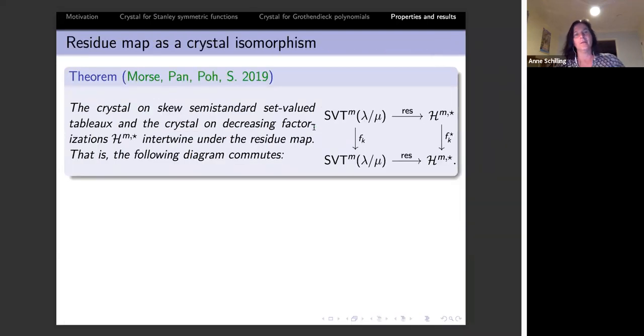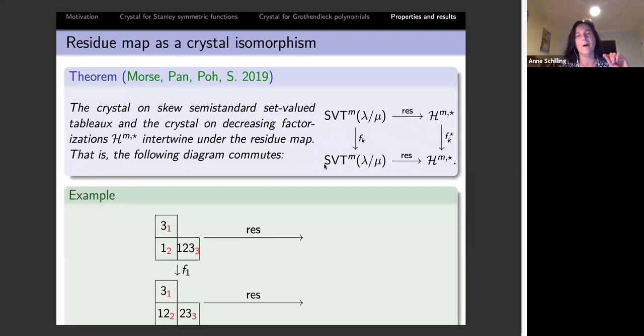And so, as I said, in their paper, they actually posed as an open problem to define a crystal on these decreasing factorizations, which they wanted to intertwine with this Hecke insertion, but they weren't able to do it. So let me now first state that under the residue map that I defined last time, their crystal on set value tableau intertwines with our star crystal. And let me now remind you what this residue map was.